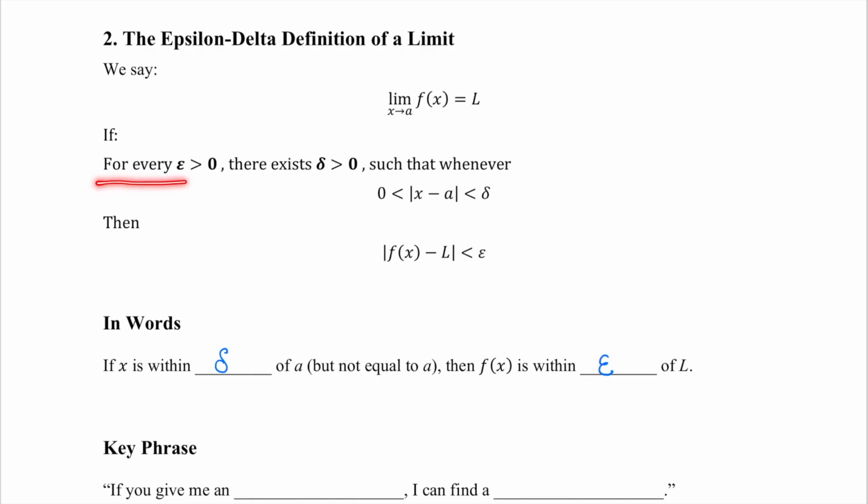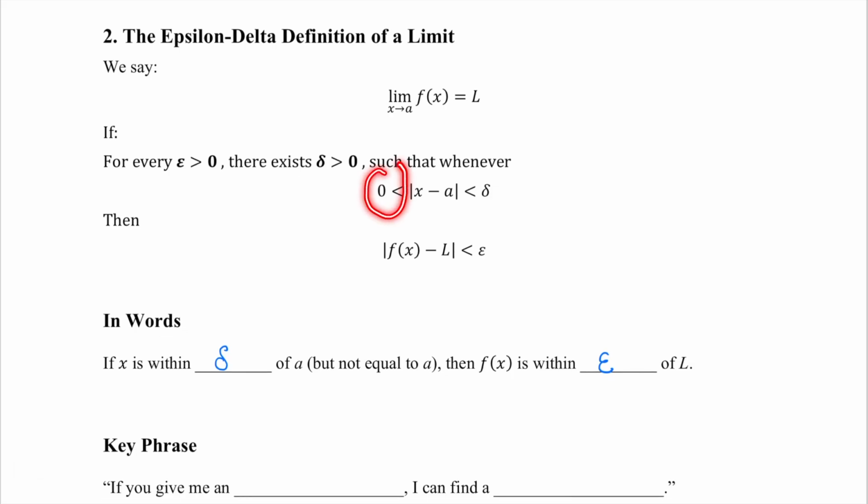Notice the order of the definition. First, epsilon is chosen. Then I must find delta. You choose how close you want the output to be. Then I choose how close the input must be. That order matters.